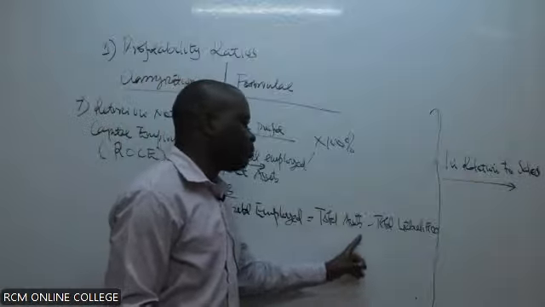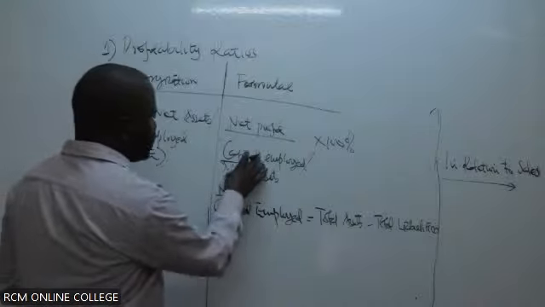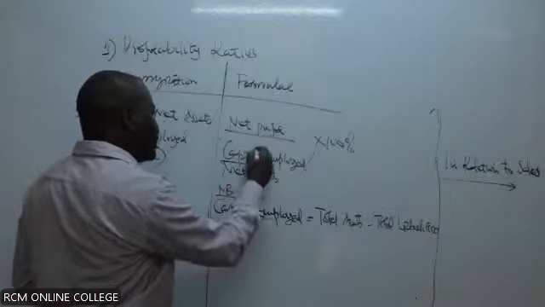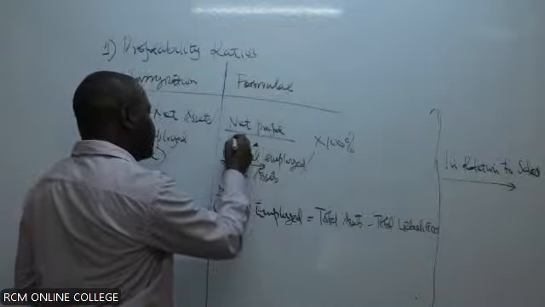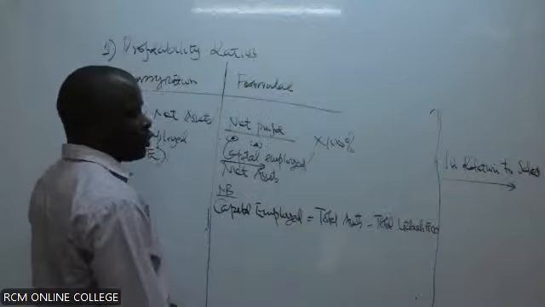You take the total assets minus the total liabilities, then that figure, you take net profit and divide by it. Ideally, what you are getting is the capital element in the balance sheet.